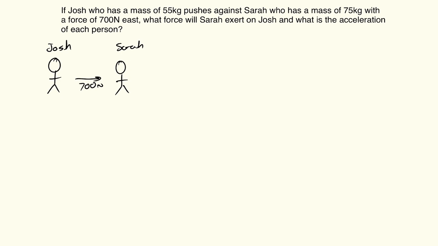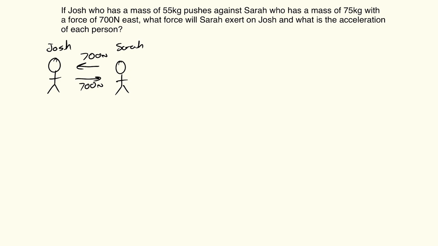Now according to Newton's third law, every action has an equal and opposite reaction. So since Josh is pushing 700 newtons east, Sarah will have a force of 700 newtons west acting on Josh as a result of Newton's third law. And now that we have that, what will the acceleration of each person be?